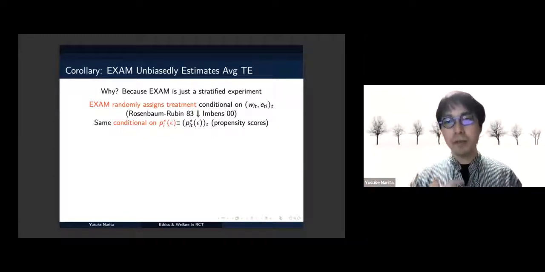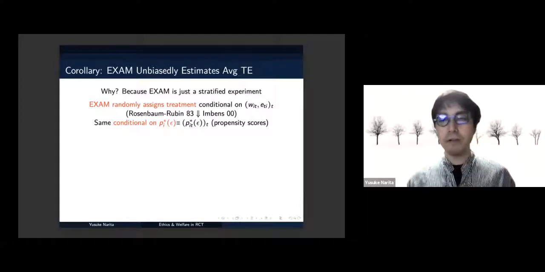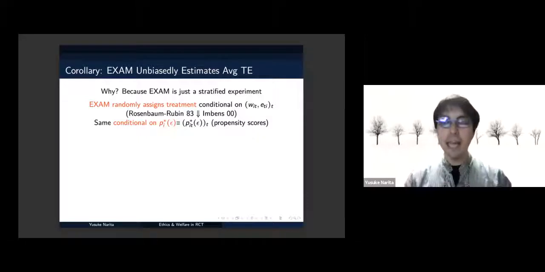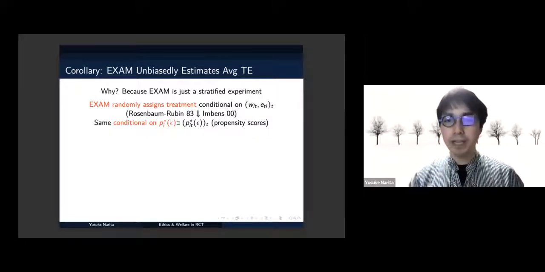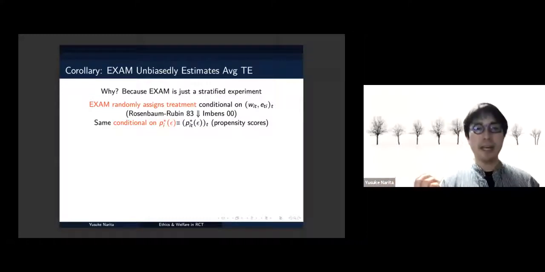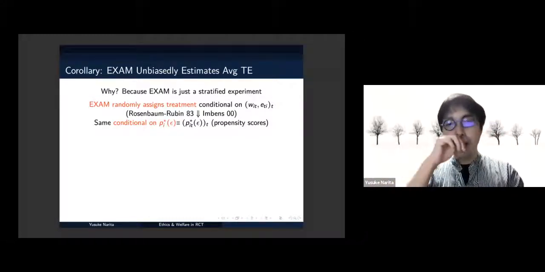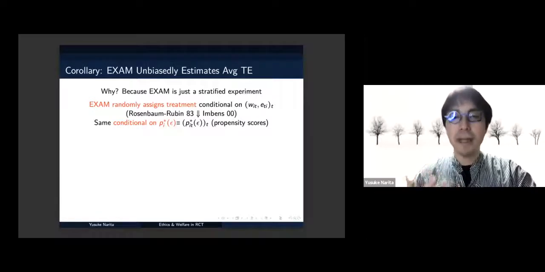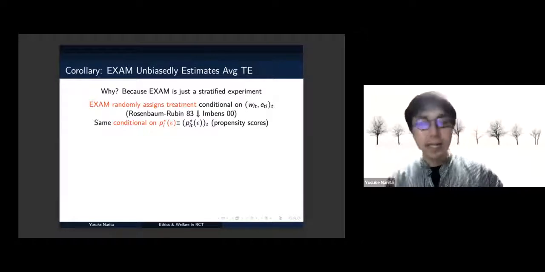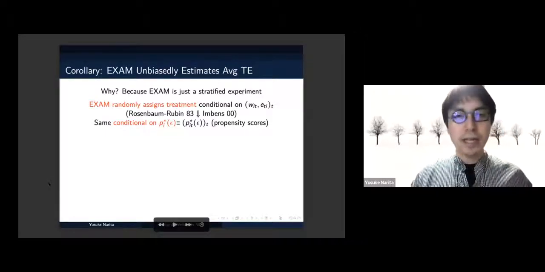Then the two of us will face the same constrained utility maximization in EXAM, so that the two of us will get the same vector of treatment assignment probabilities at the end of the day, right? So therefore, as long as two subjects share the same value of W and E, the resulting treatment assignment is going to be conditionally randomly assigned and conditionally independent from anything else. So therefore, by the classic propensity score logic, the same conditional independence holds conditional on the vector of treatment assignment probabilities, or propensity score, as well.